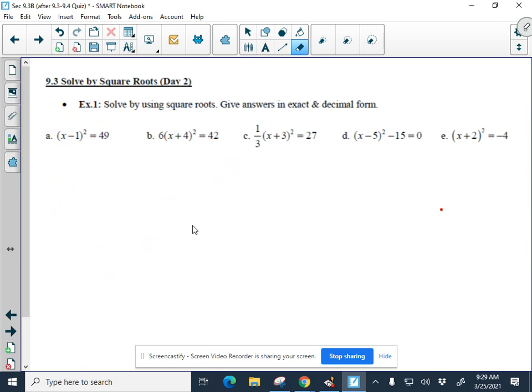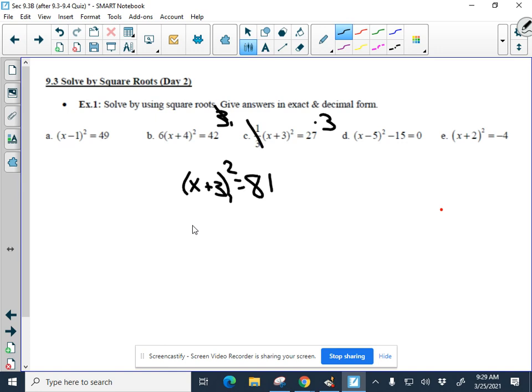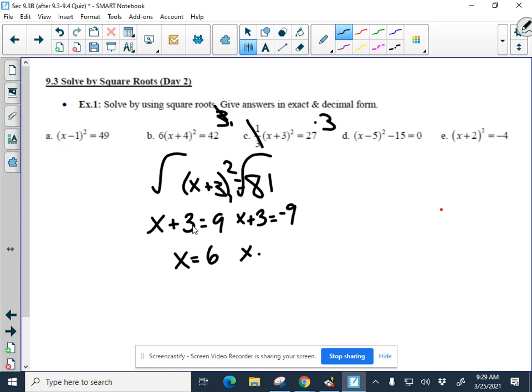All right, in C, I'm going to first multiply by 3 to get rid of the 1/3. 3 times the third gets rid of it. Now I have x plus 3 squared equals 81. Made the other side bigger. I'm going to take the square root. Square root of 81 is 9. But it's not just 9. You have to make it 9. You have to make it negative 9. 2 possible answers. Now if I subtract 3 from 9, I get 6. If I subtract it from negative 9, I get negative 12.